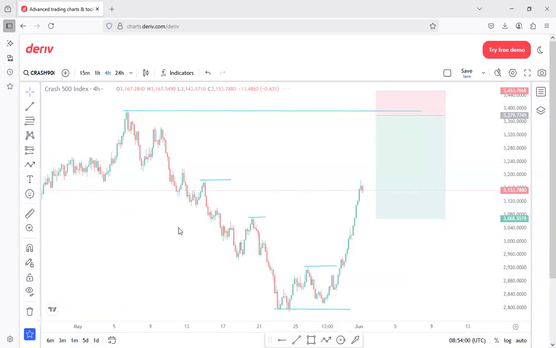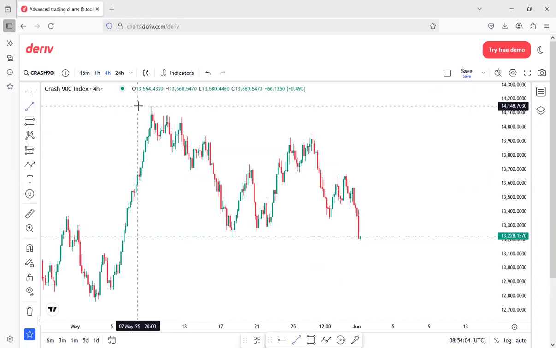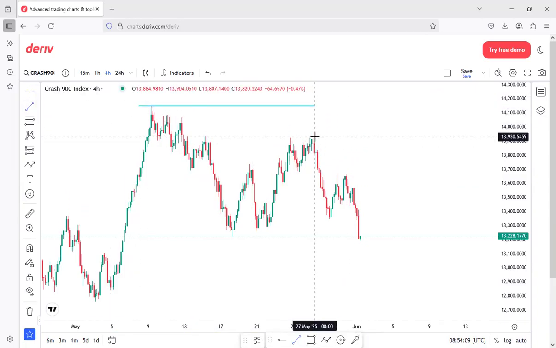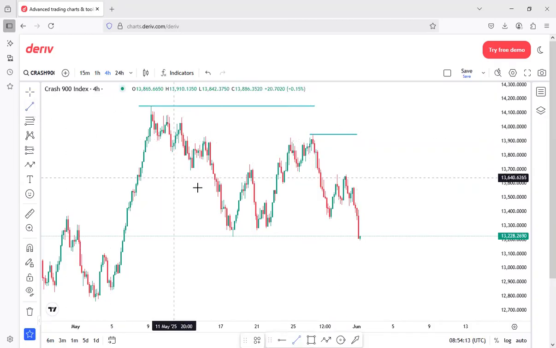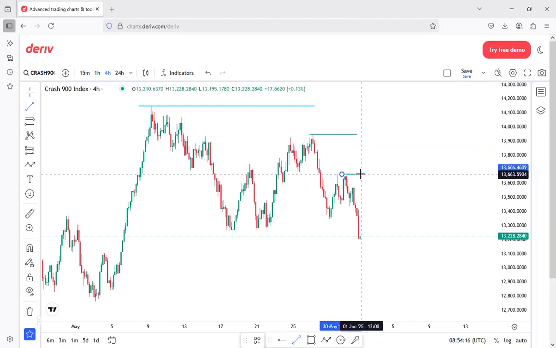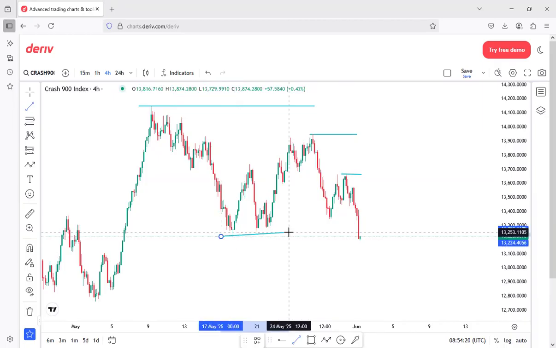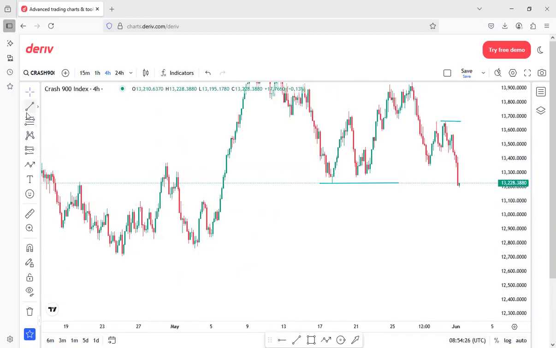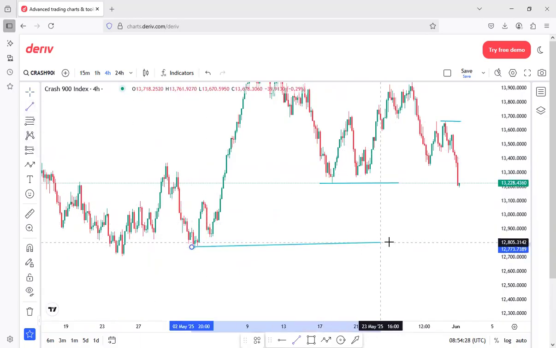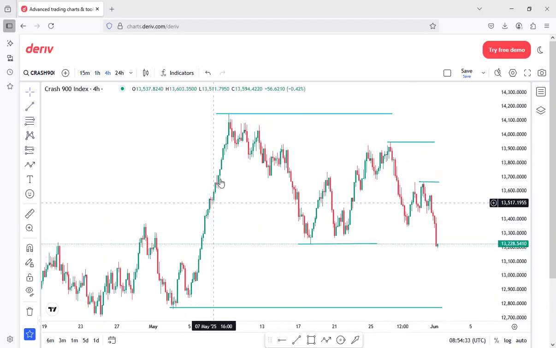And Crash 900 index, sorry, if you notice, Crash 900 index went all the way to this high. Swing highs, sorry, swing higher low, lower high. Price went all the way to this low. This is where price is actually coming to, because this is a zone that actually pushed price all the way up. So you see this massive move all the way up.